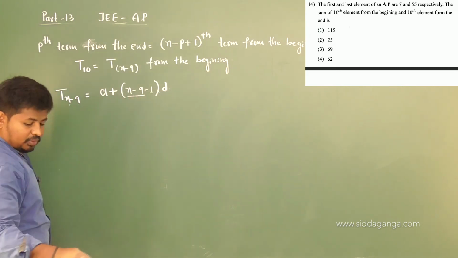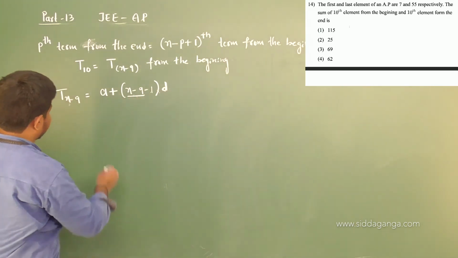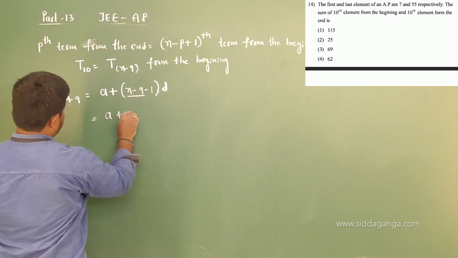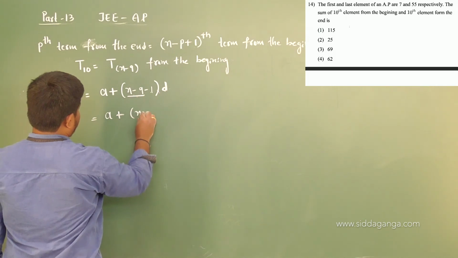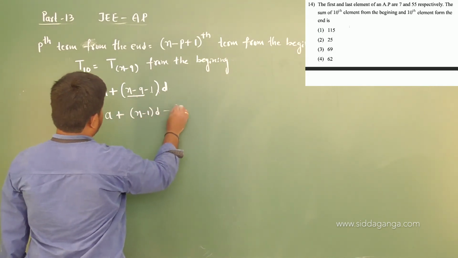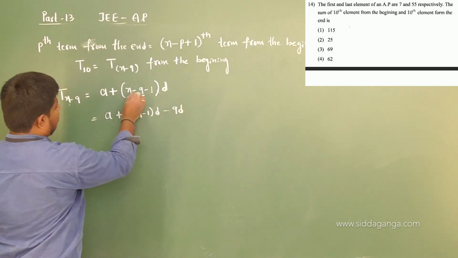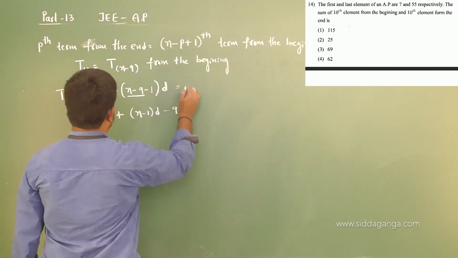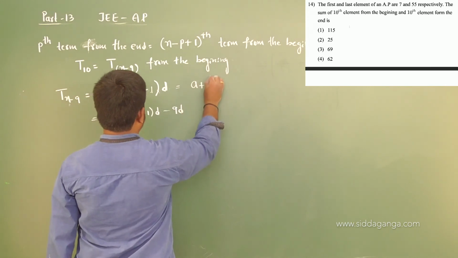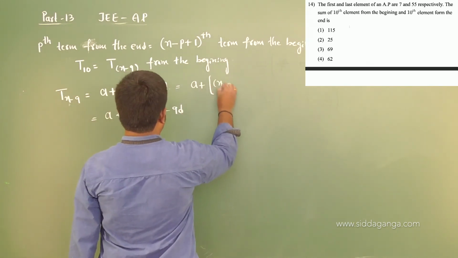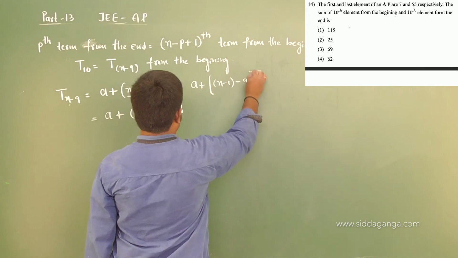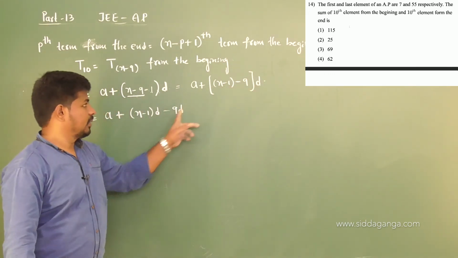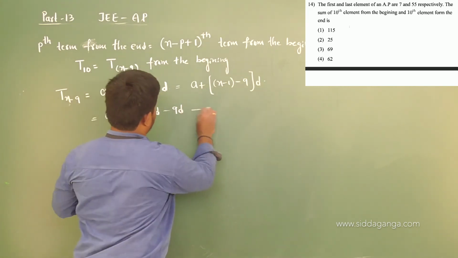So I'm going to rewrite this, for my convenience, as a plus n minus 1 into d minus 9d. Okay. Hope you got this. A plus, I'm going to write this as n minus 1 minus 9 into d. So n minus 1 into d minus 9d. We can take it as equation 1.